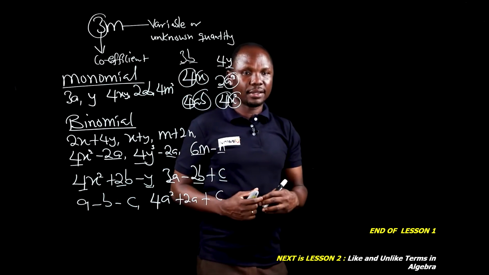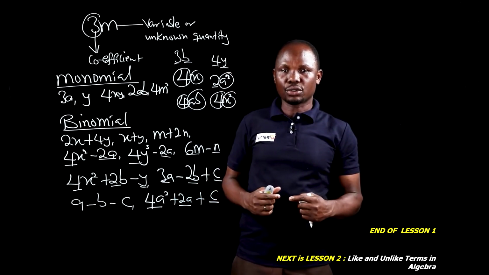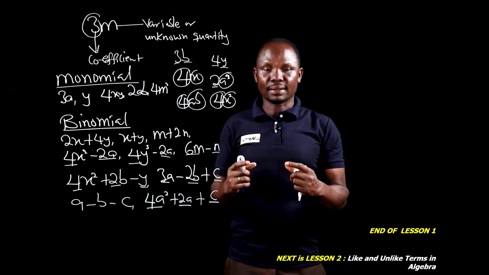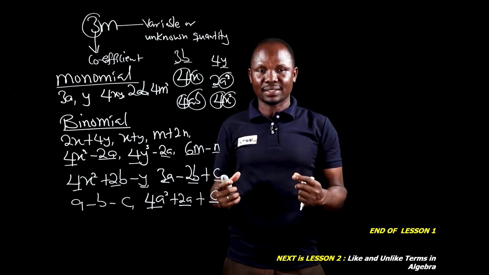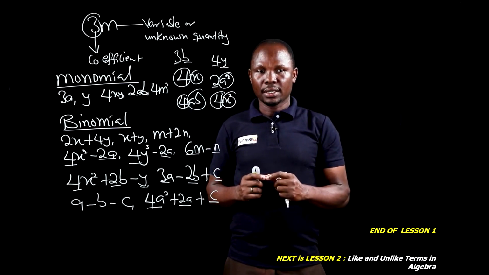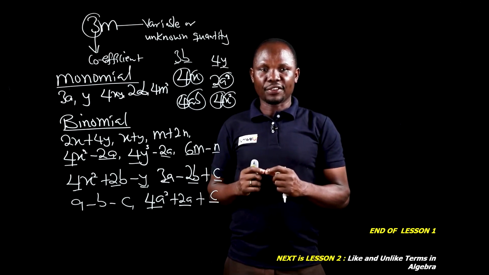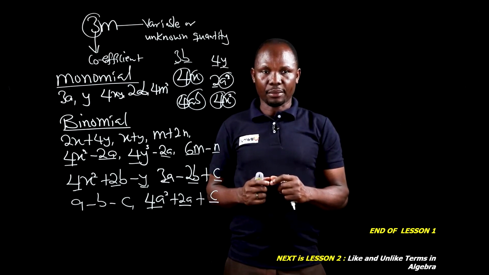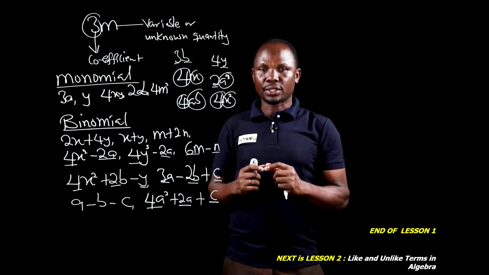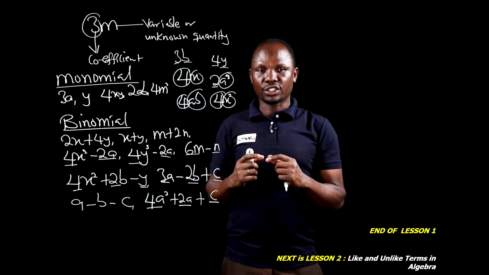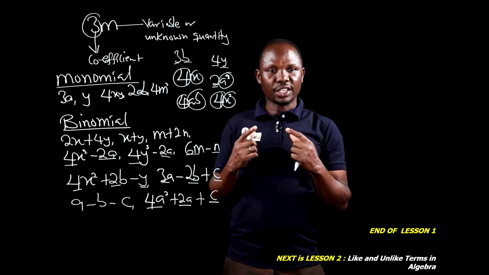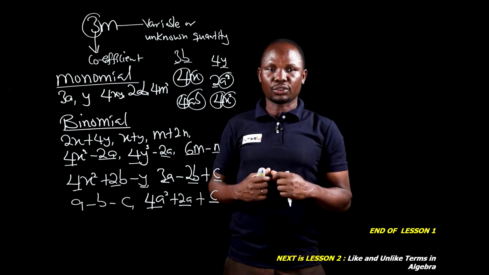In this lesson, we studied the introduction to algebra, and we said algebra is a branch of mathematics where letters are used to represent unknown quantities. We said if we have algebraic terms such as 2x, then the 2 is a coefficient and the x is a variable. An algebraic expression containing a single term is called a monomial, one containing two terms is called a binomial, and one containing three terms is called a trinomial.